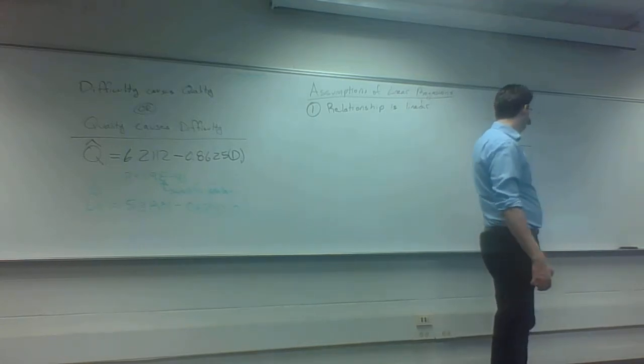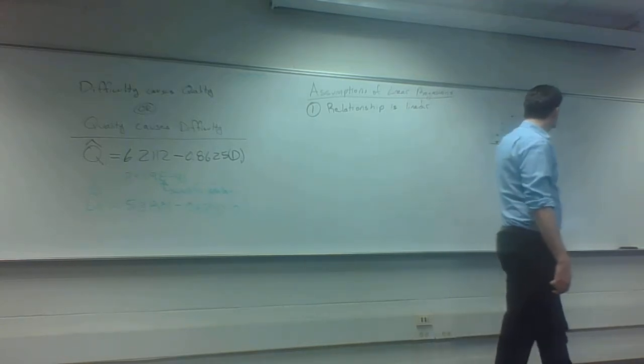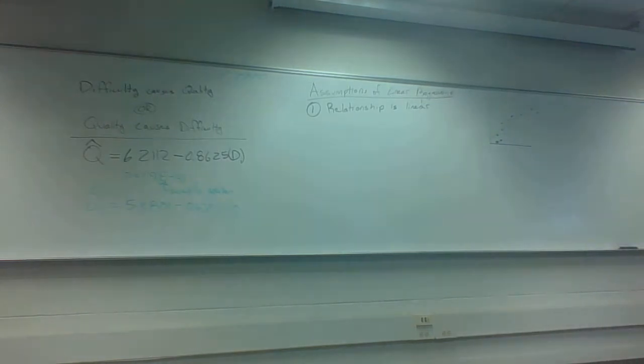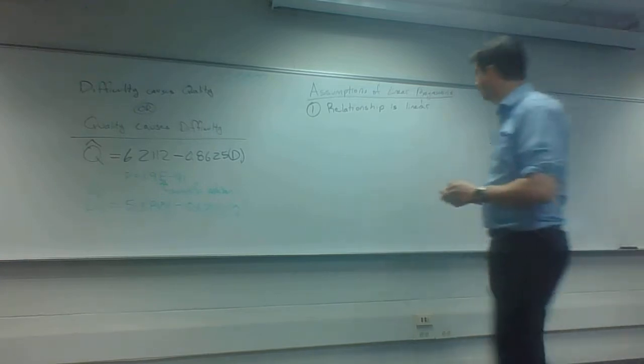But because we didn't incorporate that into our analysis, we just get a straight line. And so we have to assume the relationship is linear. There has to be some reason to think that the slopes should be constant.